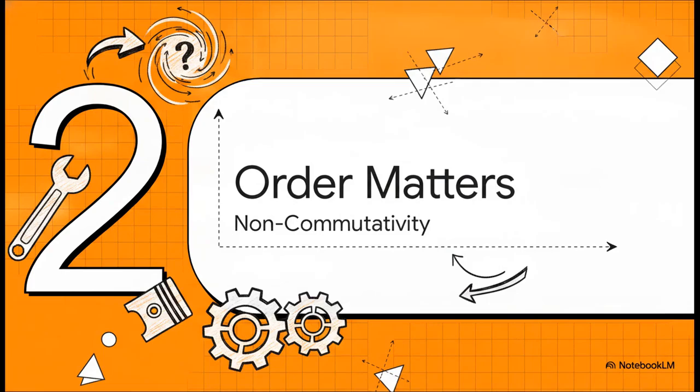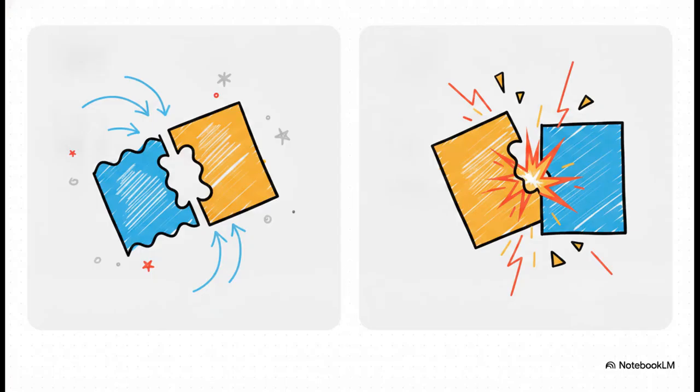Section 2. Order matters. Non-commutativity. Now that we have the engine running, we need to introduce a major plot twist. So what's really interesting here is that matrix multiplication breaks a fundamental rule of regular numbers. With normal algebra, 3 times 4 is exactly the same as 4 times 3. But with matrices, order is literally everything. Matrix A times matrix B is generally not equal to matrix B times matrix A. In fact, sometimes AB is perfectly valid to calculate, but BA is mathematically impossible. And even when both are possible, the resulting matrices are usually completely different. It's totally a one-way street.